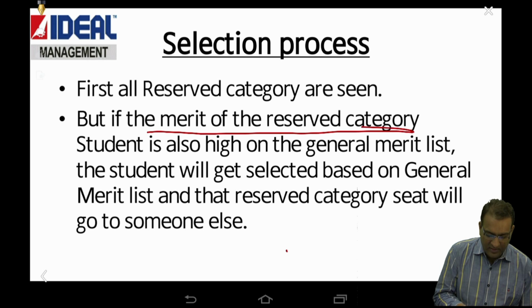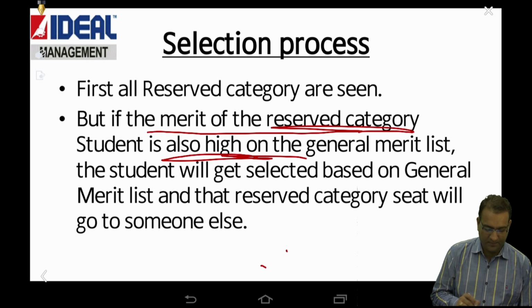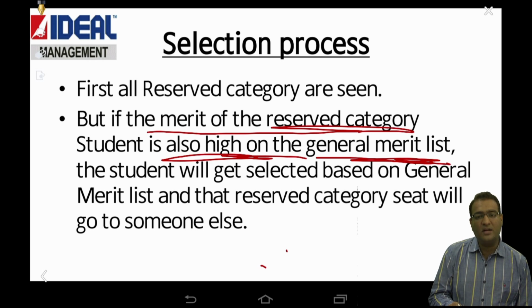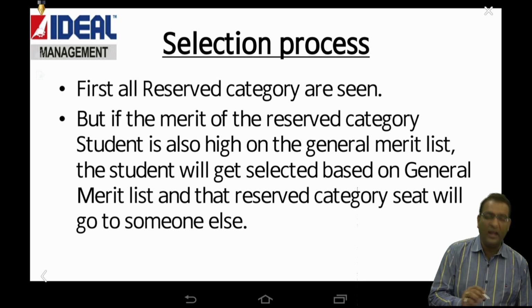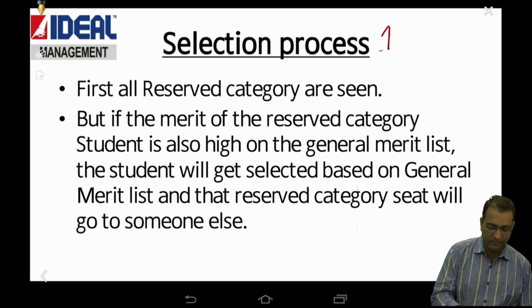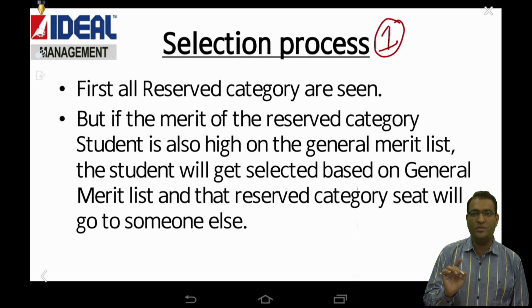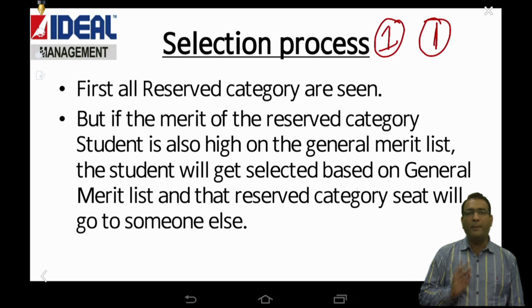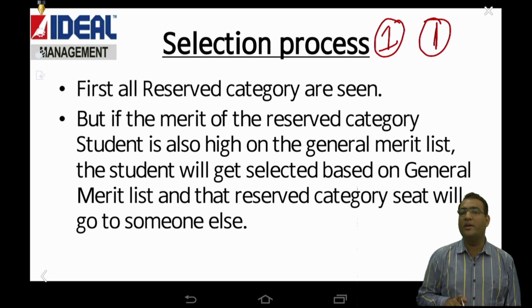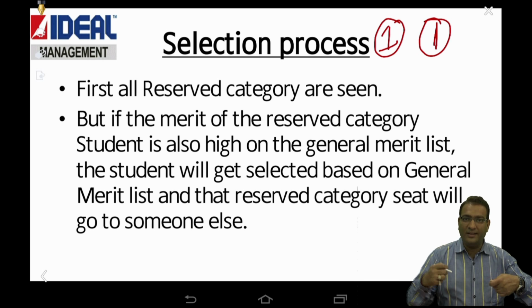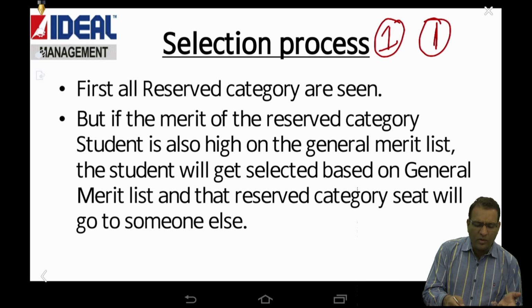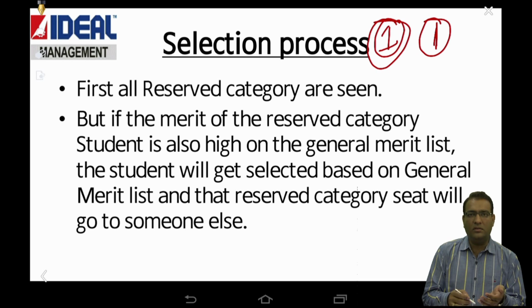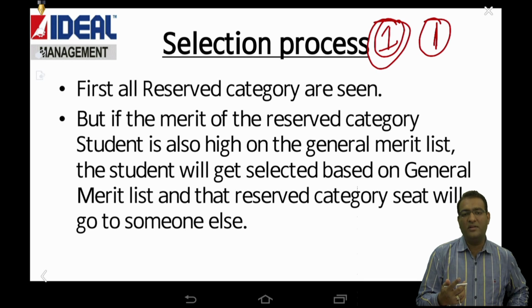If the merit of the reserve category student is high on the general merit list also, let's say there's a reserve category student who has got rank 1. He's a reserved category student, and he has got rank 1 at overall all India level also. So he's a topper and he's a reserve category student. So logically, we would think he should get into the reserve category, no? His seat is supposed to be reserve category, not general, but it doesn't work like that.